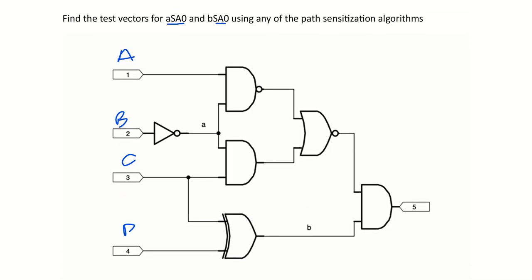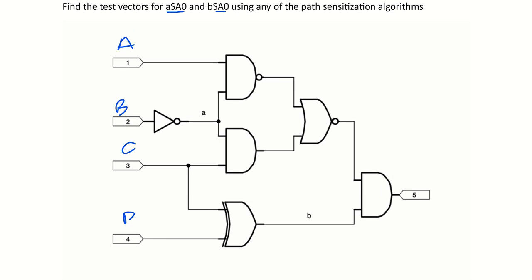Now, for A stuck at 0, we have to make sure that whatever is coming to this point, because this is the point of the fault, we have to do A stuck at 0 before we do B stuck at 0, assuming the fault did not occur together. So for A stuck at 0, whatever is coming here should be 1, so that we can activate the fault, because A is stuck at 0.